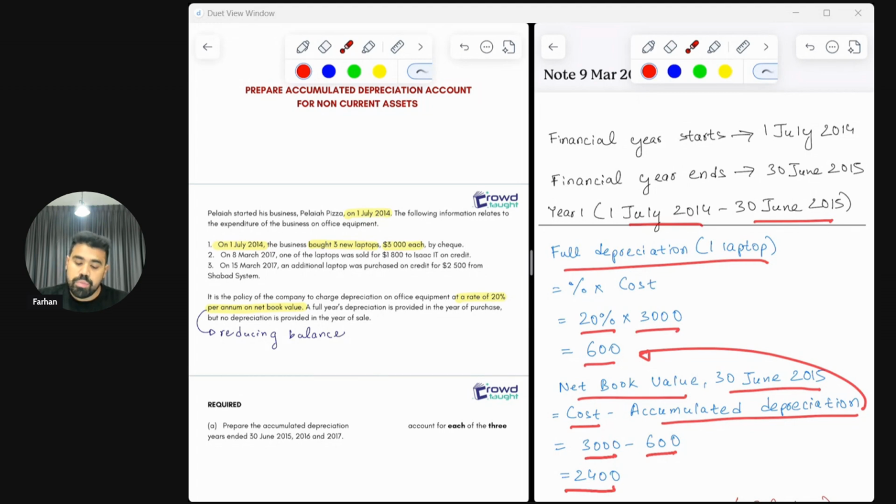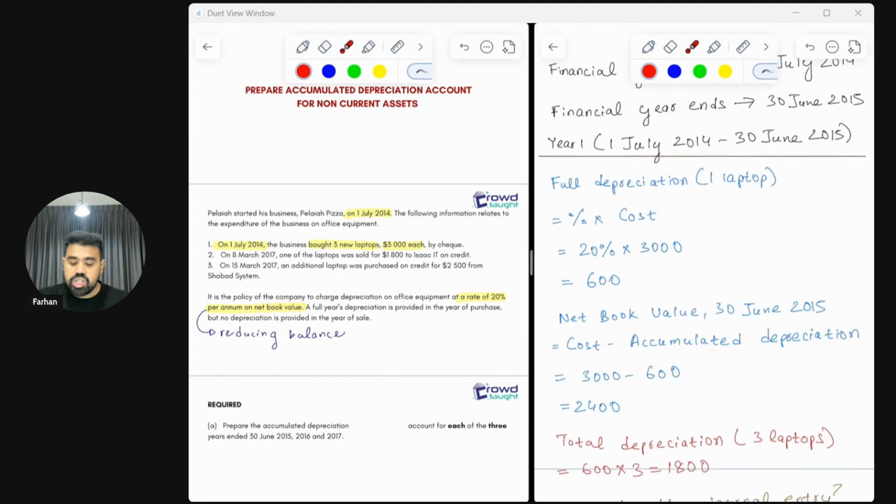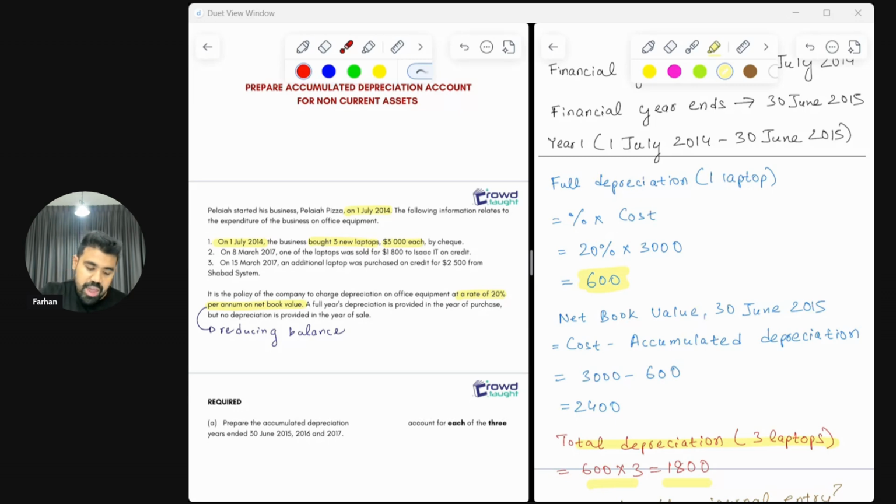Now, we know that the depreciation for one laptop is $600, right? This means that the total depreciation for three laptops is 600 multiplied by 3, which is $1,800. Why did I simply multiply by 3? Because we know that each of these laptops was purchased on the same date of 1 July 2014, and each of these laptops also cost the same, which is $3,000 each, as we can verify with the first information.